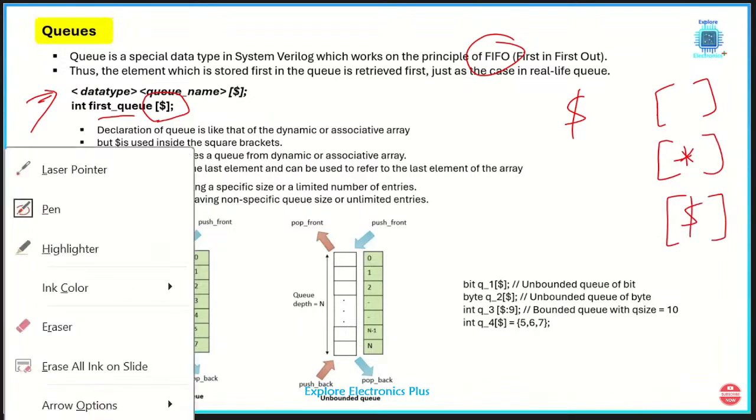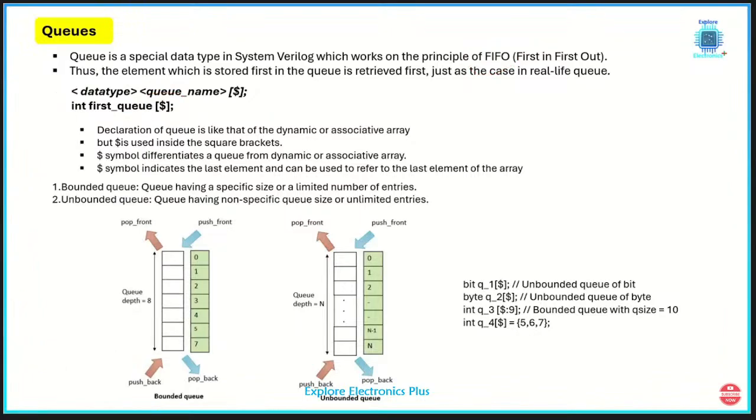Now, if you look at the usage of queues, queues will have bounded and unbounded queue types. Bounded queue means it will have a specific size and a limited number of entries. Unbounded queue means it will not have a specific size. It has unlimited entries. And we can use push and pop instructions over here.